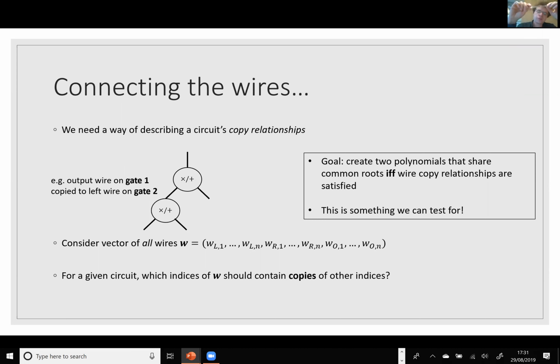We want to check whether various indices of this y vector contain copies of other indices. Specifically, what we want to do is create two polynomials where the roots of these polynomials are identical if and only if the y copy relationship is satisfied. This is a little bit abstract, but this is something that we can test for in a zero-knowledge proof quite efficiently. And Lord knows we're not working with vectors. The vectors are an abstraction. The absolute last thing you want to do is iterate through your circuit constraint by constraint and validate that the wires have been connected correctly, because then you wouldn't have a SNARK and it wouldn't be succinct.